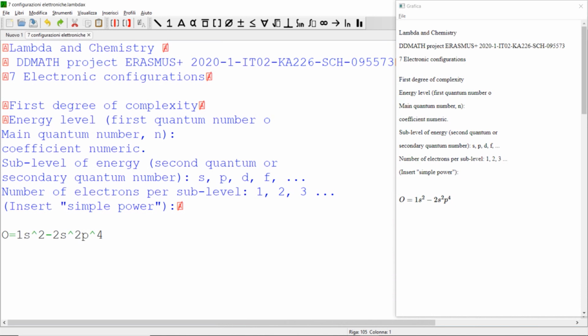Welcome to this 7th meeting on Lambda and chemistry. In this video, we present how to represent electronic configurations in a linear format.